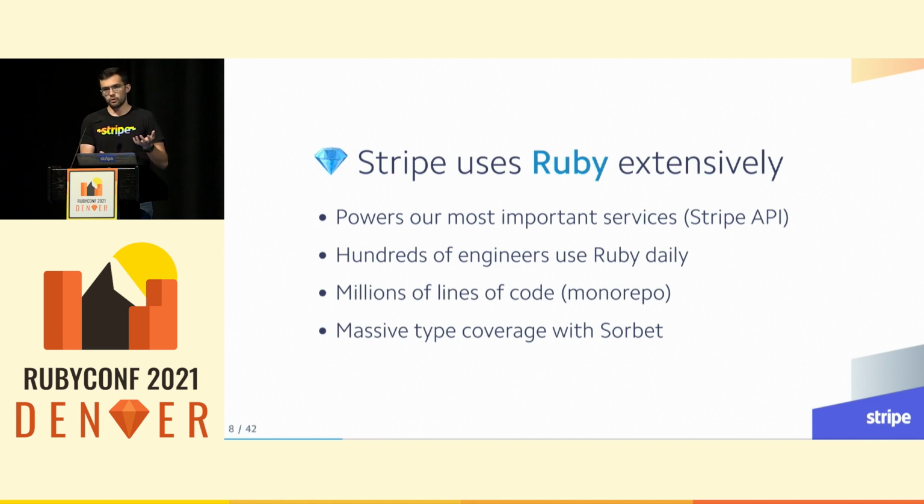We wrote Sorbet and have been adopting it over the past 3 years. And at this point, Stripe's codebase is probably the most typed Ruby codebase in the world. So we really wanted to tap into this type coverage, and we'll see how the compiler leverages those type annotations a little bit later in the talk.